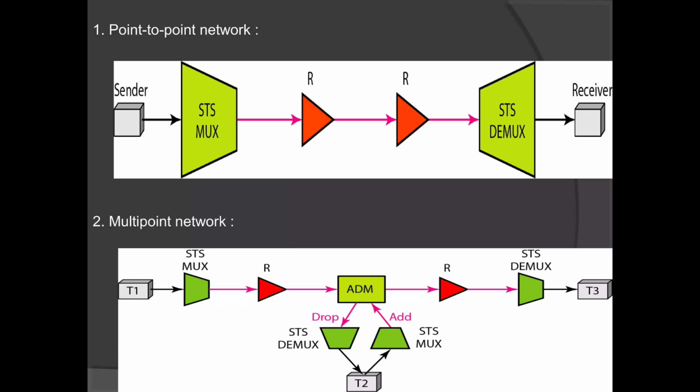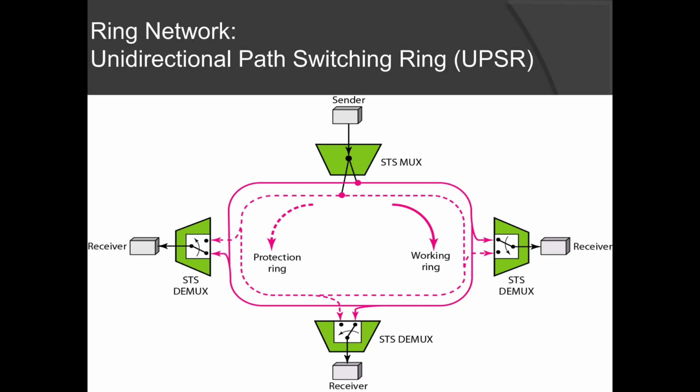Now just check it in a point-to-point network. The sender sends a signal to the MUX, then it is regenerated, again regenerated, then the signal is converted by the DMUX, and then the receiver receives the message. So this is a linear network. Next we will go for the ring network.